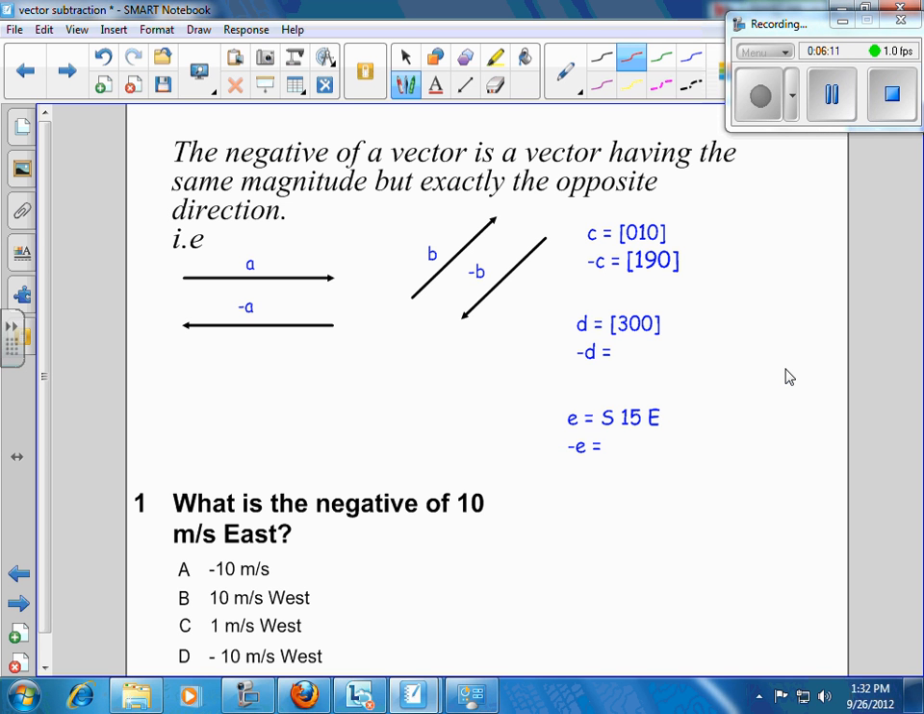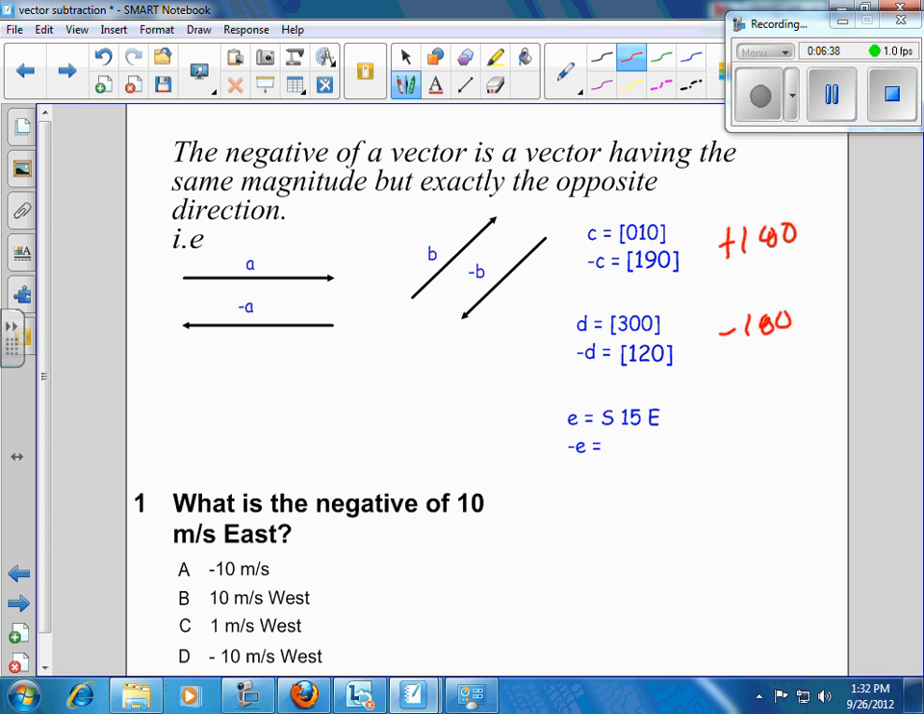Yes. Okay, 180 plus 10 is 190, but what if it's already bigger than 180? Like what if it's 300? Then reverse it. Subtract 180. Yeah, subtract 180, right? 120. So if the number is above 180, then you subtract 180. Add 180 or subtract 180, whatever you need to do.